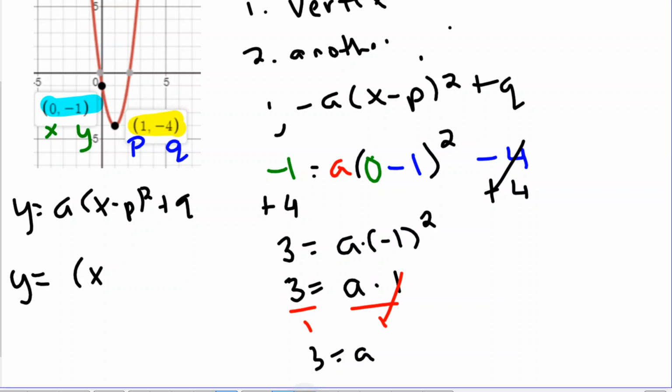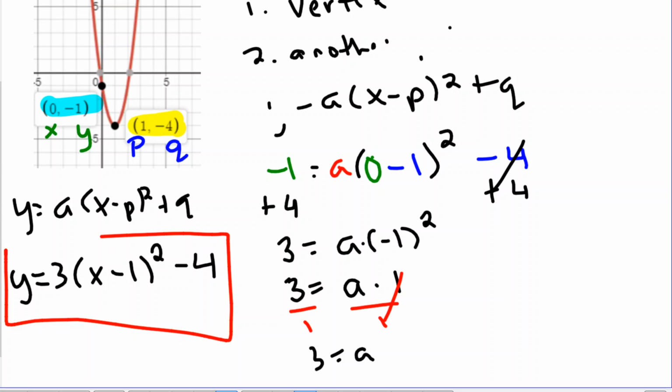So I plug in my a value. Out front is my coefficient. I'm going to include my p and q values because the vertex is a point that won't change. -4. And then this is my equation, right? We have room for x and y's to describe every point on the graph, but we filled in those specific points, those specific characteristics like a, p, and q.